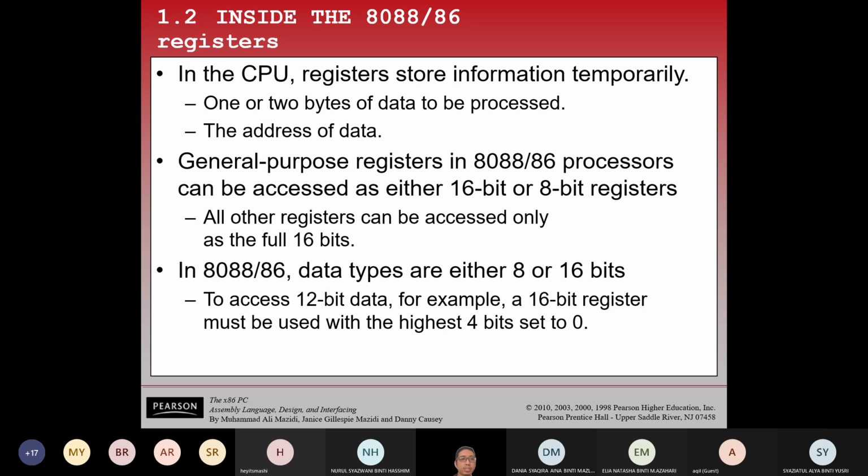The general purpose registers in the 86 processor can be accessed as either 16-bit or 8-bit registers. And then you have other registers as well, which can be accessed only as the full 16-bit. We will look at this later. What are those types of registers?